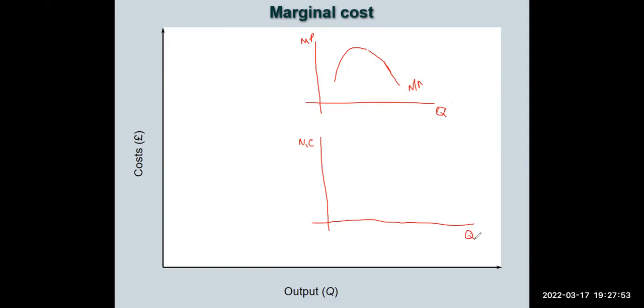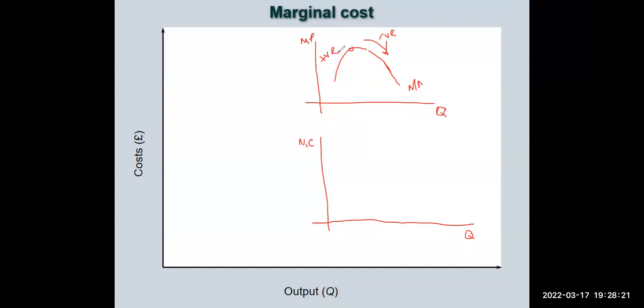Okay. If your marginal product curve is like this, what does it mean? It means that up to this particular point, when you add your labor, your output increases with increasing rate, and then your output increases with decreasing rate. Here the slope is negative, and here the slope is positive.